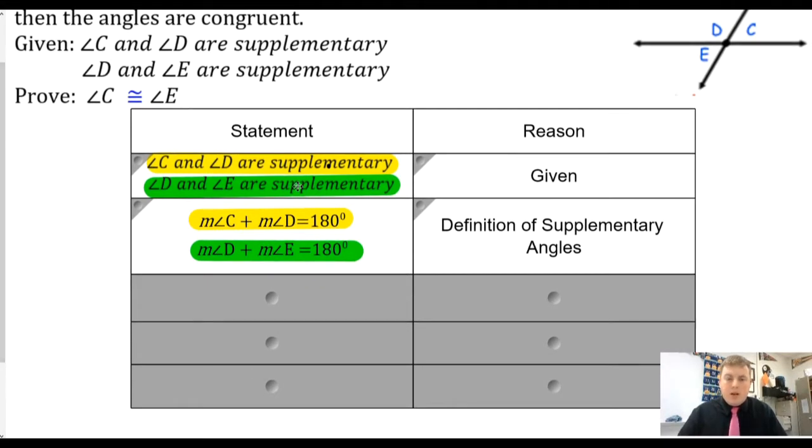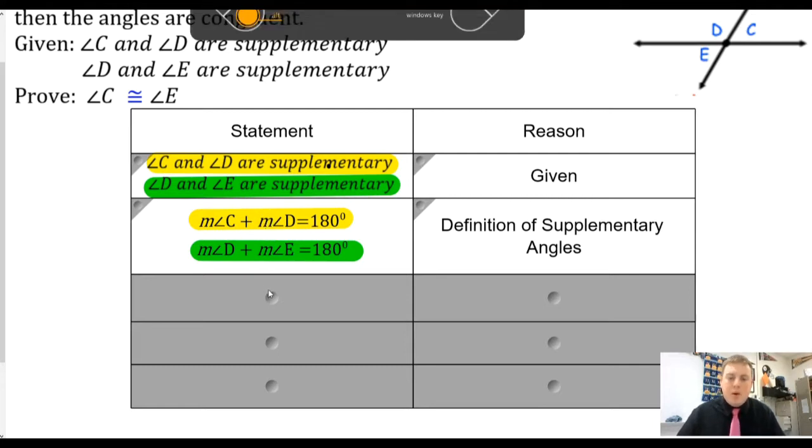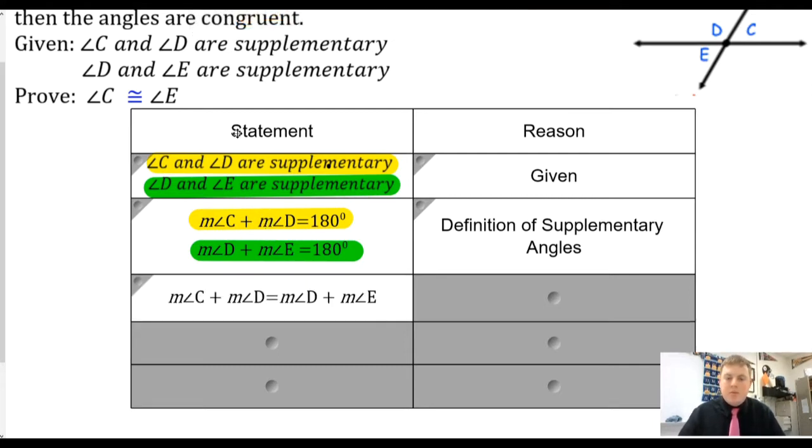So what I'm going to do next is going to be similar to that last proof we did. If you notice, we have the measure of angle C and the measure of angle D adding to give us the same thing as if we add the measure of angle D and the measure of angle E. So since those are both adding to be the same thing, what I can do is set them equal to each other. I can do the measure of angle C plus the measure of angle D from the first part up there.